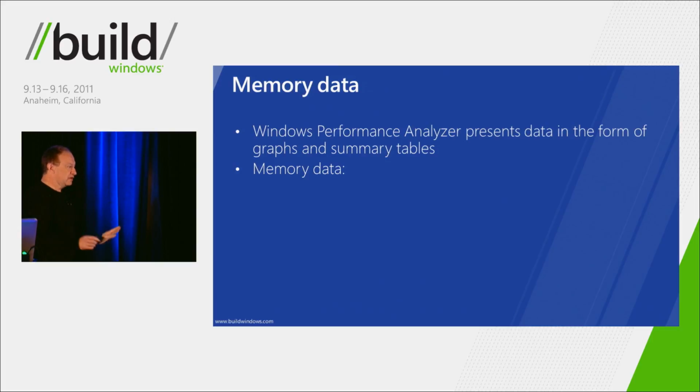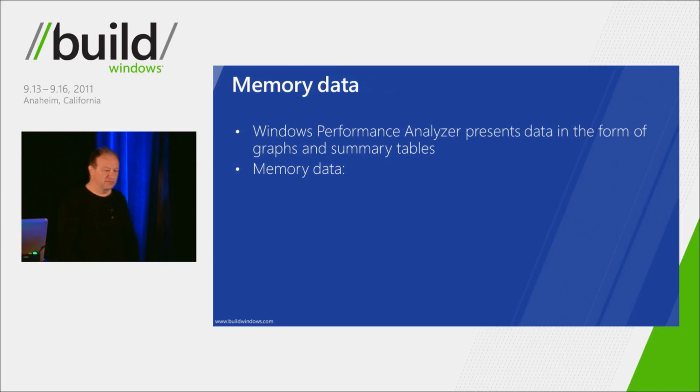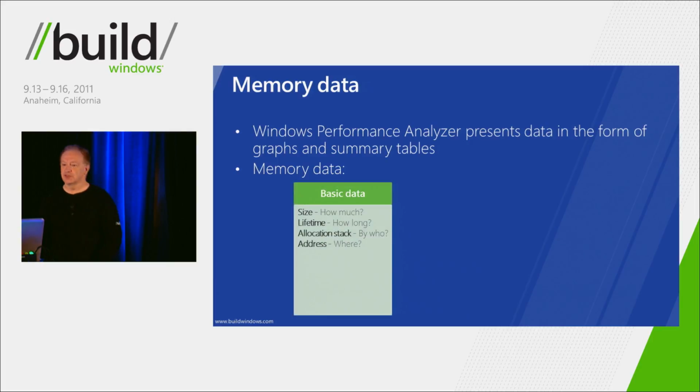So all of the memory data that's going to be presented in the tools has some very consistent information across all of them, but there's also some context information that's specific to the allocation type. So the basic data is how big the allocation is, when it was allocated and when it was freed, which is the lifetime, the allocation stack that it was placed on, which also includes information like the thread ID and the process ID where appropriate. And last, but one of the more important ones, is the address, where within either the user mode or the kernel mode address space the allocation was actually made.